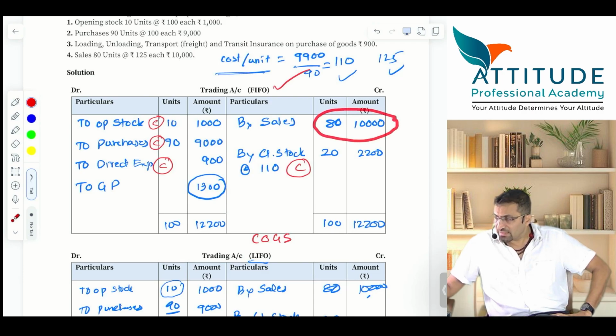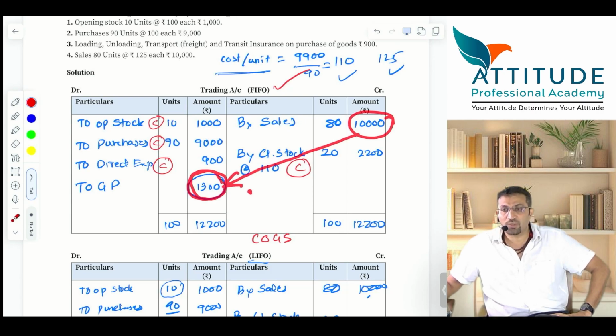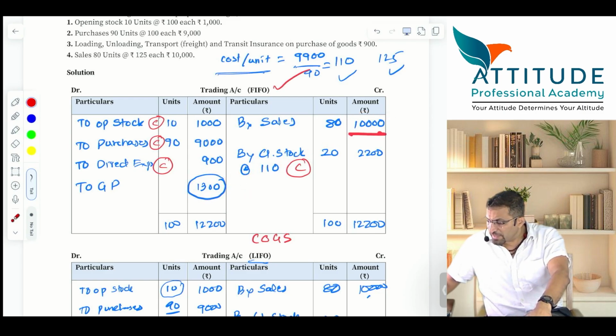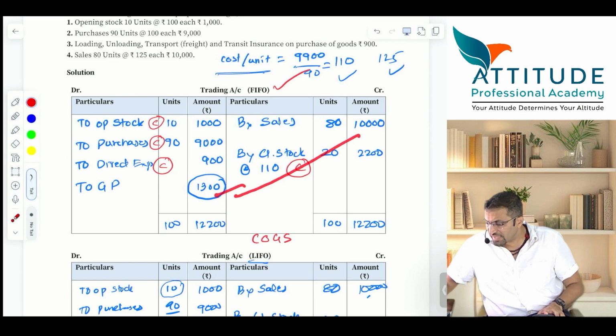Now there is one more formula for cost of goods sold. Out of the sales 10,000, just deduct your gross profit. Sales minus gross profit. Work out how much it comes to. 8,700. The reason is very simple: the profit is hidden in GP only. Is that clear? So what you have to do is, from sales deduct GP, and you will get cost of goods sold.